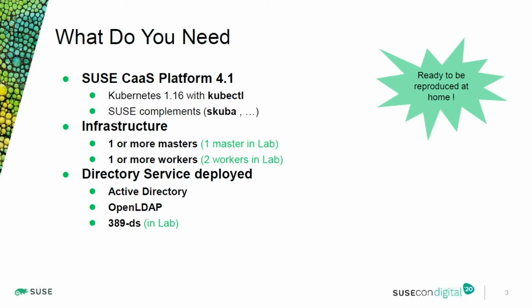In terms of infrastructure, you need at least one master. You will have one in the lab. You will have one worker to have something interesting to play with. We will have 2 workers in the lab. And you need an external directory service, either Active Directory or OpenLDAP would do, but in the lab, I've deployed for you a 389 DS directory server.